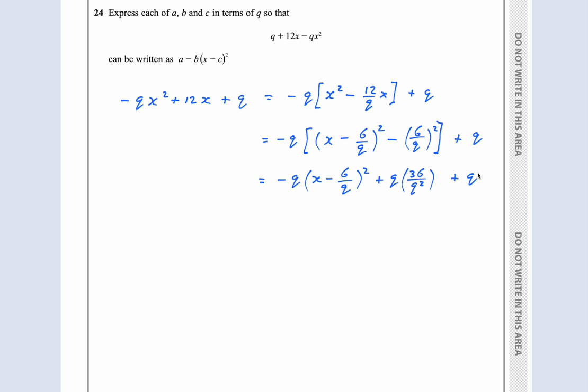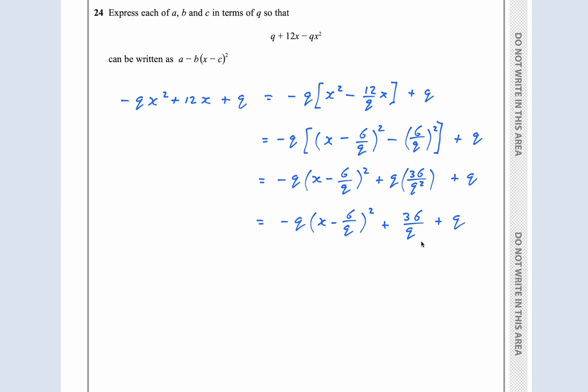Okay, nearly finished, guys. This is then minus q times x minus 6 over q squared. These cancel, so I'm left with 36, well, one of these cancels, 36 over q, because this one cancels with one of these, plus q.